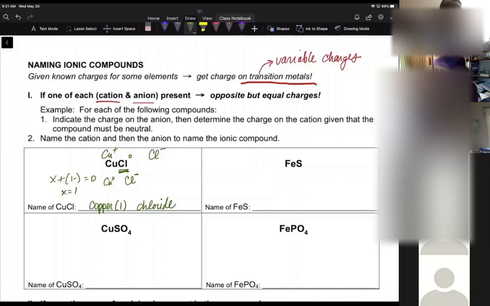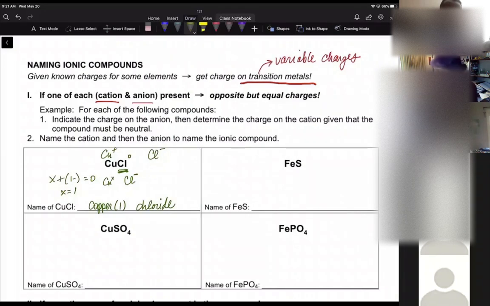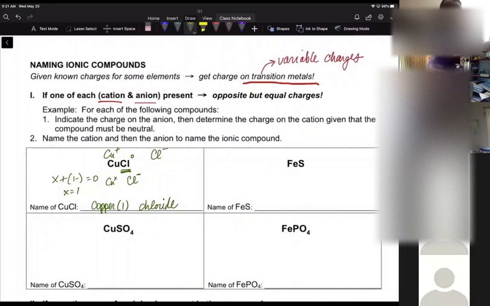Okay, so let's take a look at FeS. Figure out the one that you know, and then calculate what the one you don't know must be. We have our sulfide is 2 minus, we know just from its location on the periodic table. What must iron be to make an overall neutral compound? That must be an iron 2 sulfide, iron 2 sulfide.